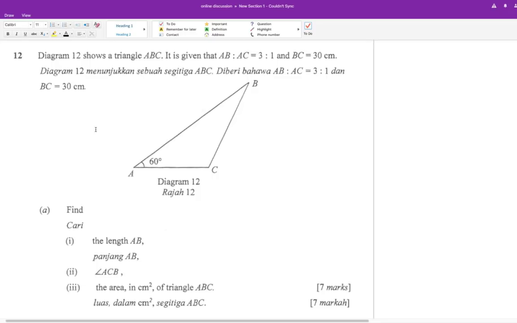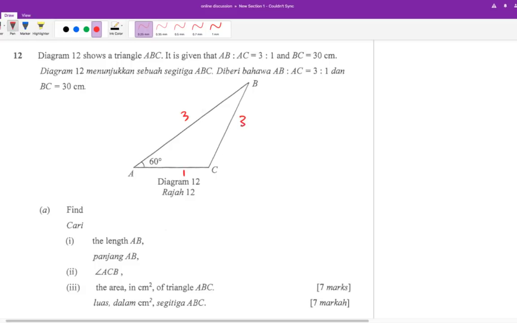Okay, so for question 12 here, the diagram shows triangle ABC, and given that AB to AC is 3:1. So we have AB equals 3, AC equals 1. This is just a ratio, it doesn't mean it's the length. You know BC is basically 30 cm. Okay, find the length of AB.